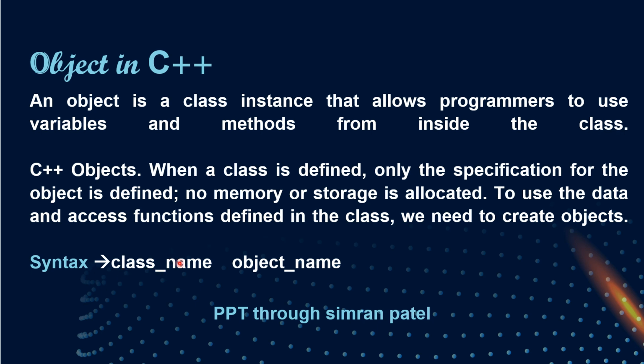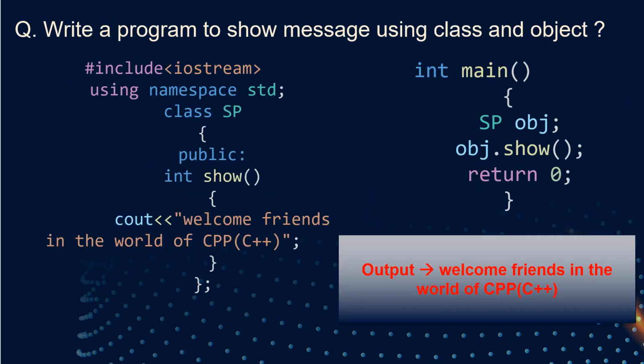It is the name of class and object. Now here is a very simple program written using class and object. We have already defined what a class is and what an object is. So this is a program using class and object.